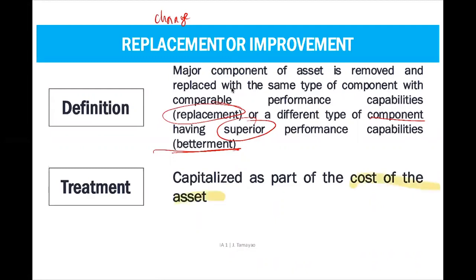But replacement or betterment is treated as part of your cost of the asset. Sir, why is it part of your cost of the asset? Because without that particular item, your asset cannot work. Take note, it is a major component of the asset kasi. So whether or not it is a replacement or an improvement, you treat it as a part of your cost of the asset, because without that part, the asset won't work. It is a component or a major component of the asset.